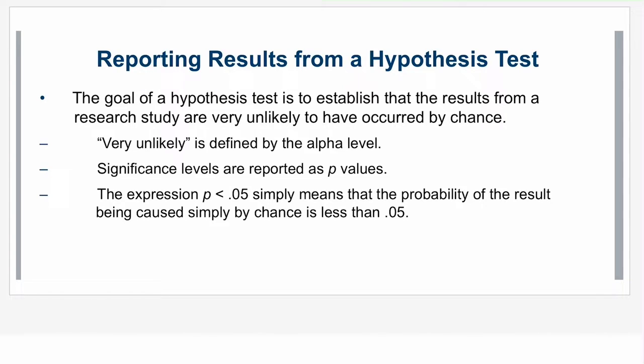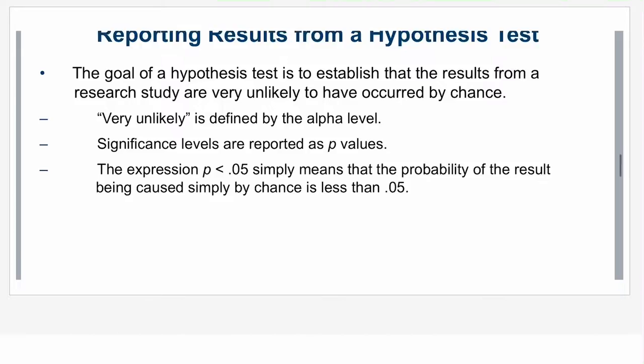Now, if it was 0.067 or 0.8 or something like that, that's higher than 0.05. So you would switch that greater than, less than sign around, and it would be reported as p is greater than 0.05 instead. And that would mean a non-significant result. That would mean that there was not a less than 5% chance, there was a greater than 5% chance that it was due to chance. And so it would not be considered a statistically significant result.